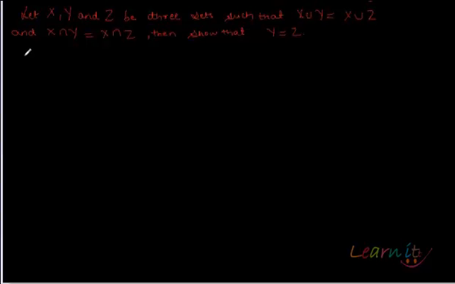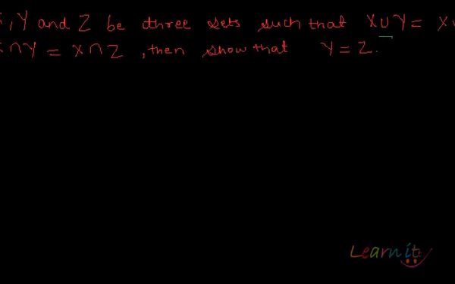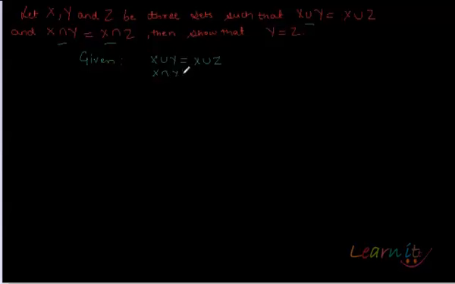Okay, the question with us is that there are three sets X, Y, and Z such that X union Y equals X union Z and X intersection Y is equal to X intersection Z. So what do we have? What is given to us is that X union Y equals X union Z and X intersection Y equals X intersection Z. What we need to prove is that Y equals Z. Okay, Y equals Z. So how do we proceed?